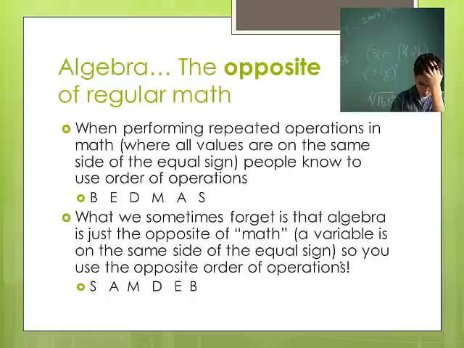So next we want to talk about some basics of algebra. What I need you to remember when we talk about algebra, because some people have a little bit of a mental block here, is that it's really just the opposite of regular math. So when we perform normal, quote-unquote, math, what we're doing is repeated operations where all the values are found on the same side of the equal sign. And people know that there's an order of operations that guides us in which order we are going to use in performing them.